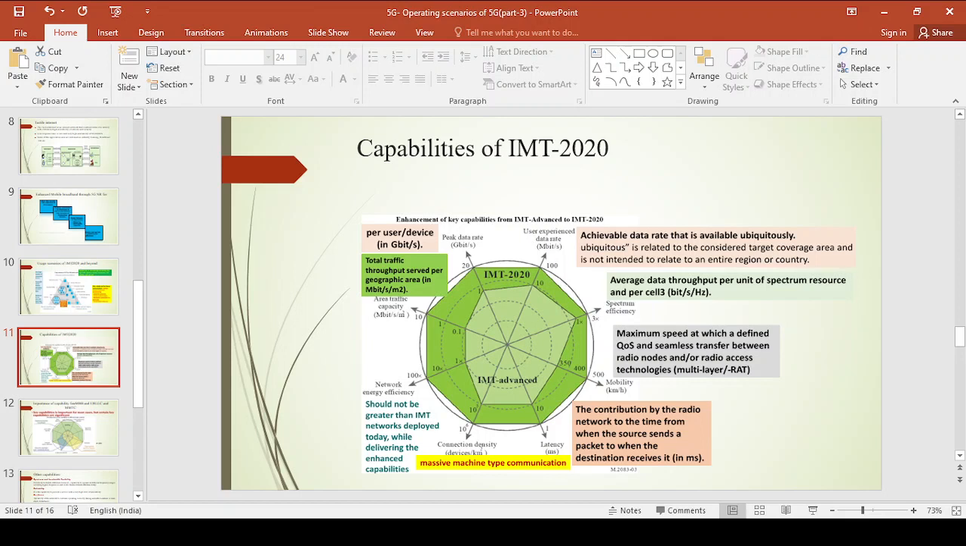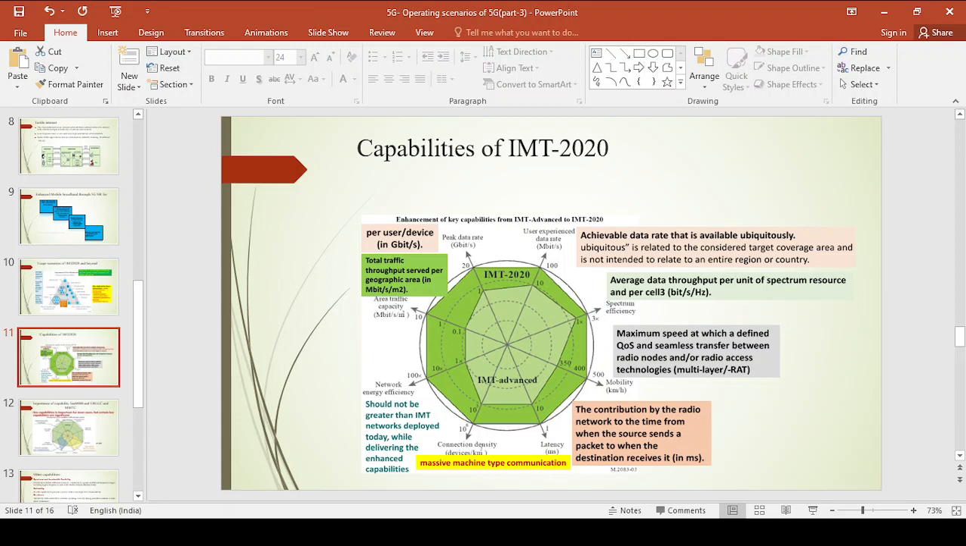If you see all the parameters, whether it is user experience, spectral efficiency, mobility, latency, connection density, network efficiency, area traffic capacity or peak data rate, all the values are better compared with the previous generation system. User experience data is 10 times more than the 4th generation system. Spectral efficiency is 3 times more than 4G, and mobility is 500 for 5G and 350 for 4G. Latency is decreased, 10 milliseconds for 4G and 1 millisecond for 5G. Connection density is 10 power 5 connected devices per kilometer square for IMT advanced and 10 power 6 for 5G. Network efficiency of 5G is 100 times more than the network efficiency of 4G, and area traffic capacity is 100 times more.